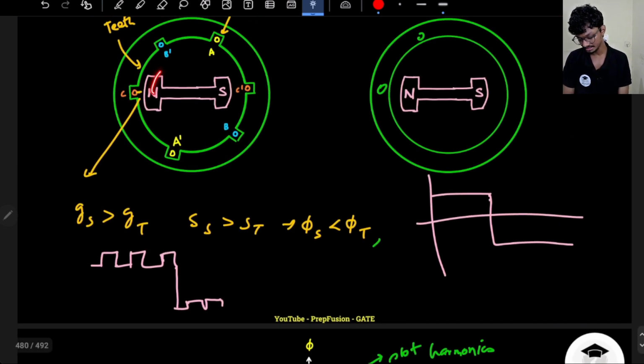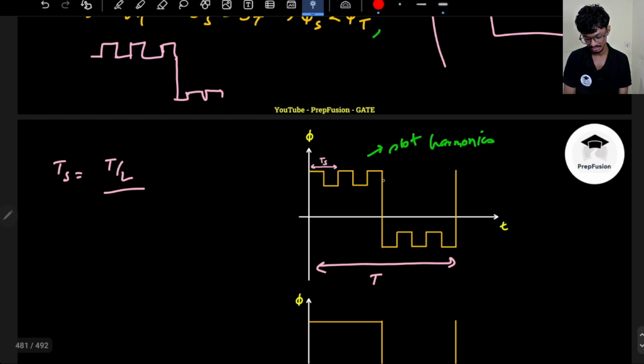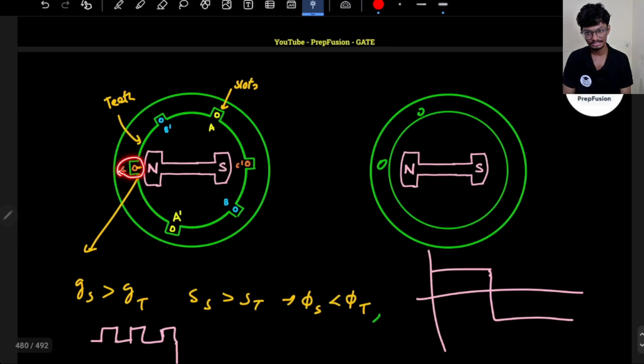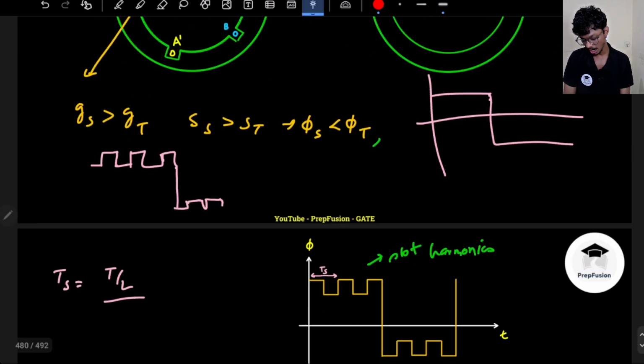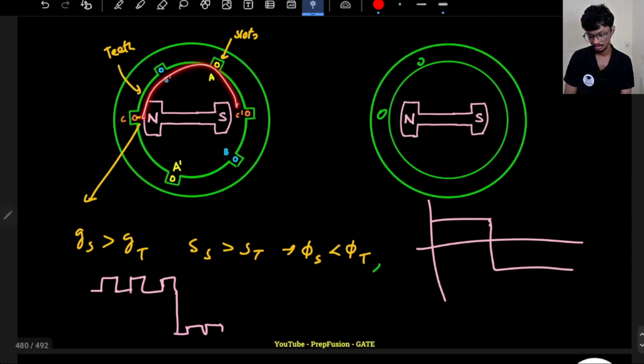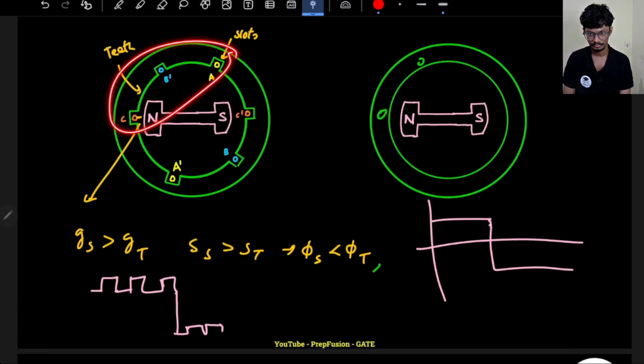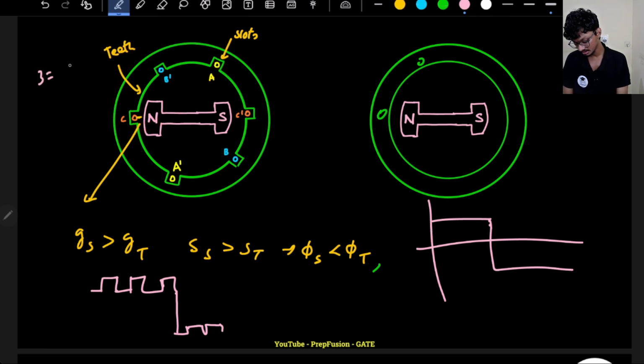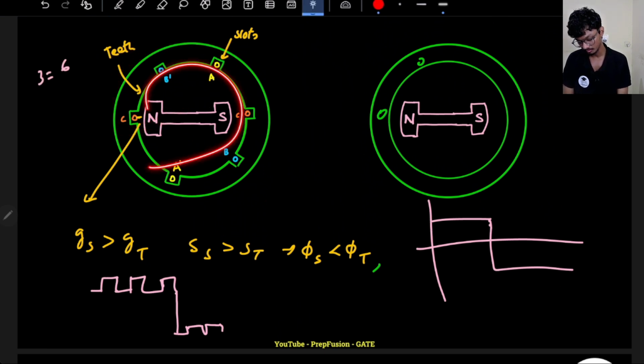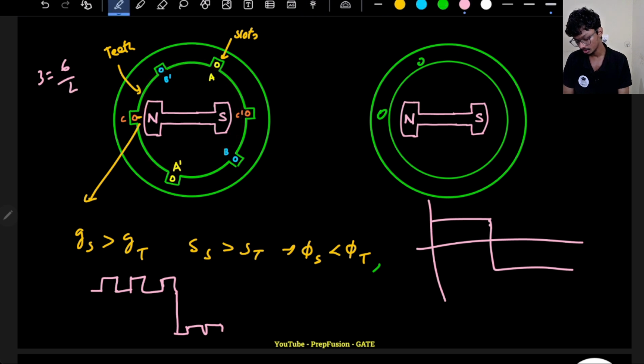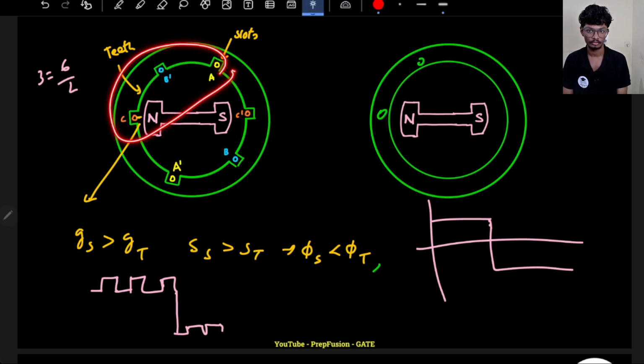So if it rotates a half revolution, the flux direction changes across this coil, right? So in a half duration, how many slots am I passing? It is 3 slots, right? So what is it actually? It is basically slots per pole. The total number of slots is 6. How many poles do I have? 2. So basically it is slots per pole, right?